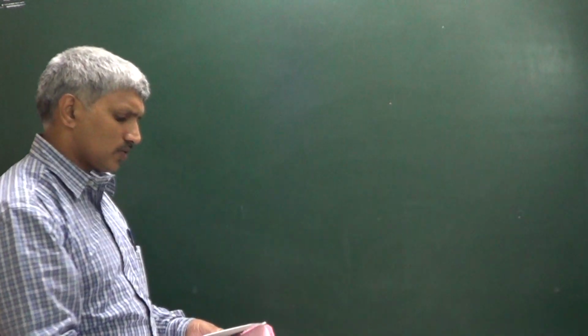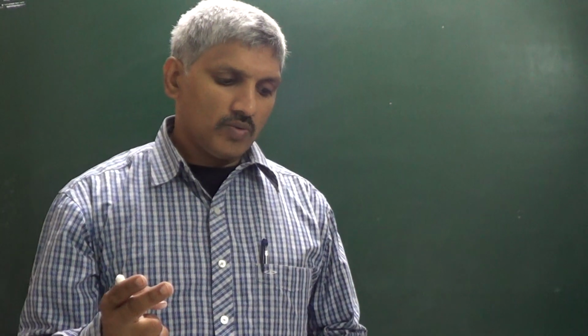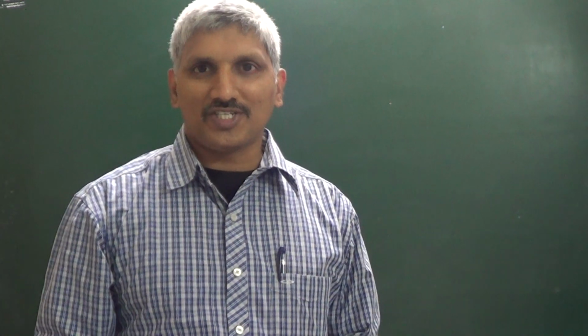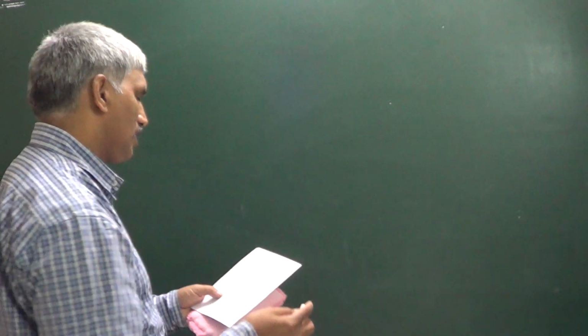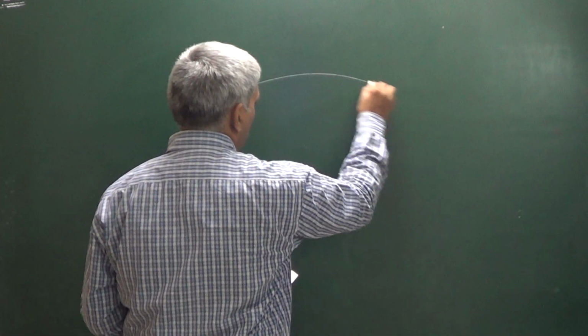So let's see another question here. An ellipse passing through the origin with foci (3, 4) and (5, 12). This is an ellipse.